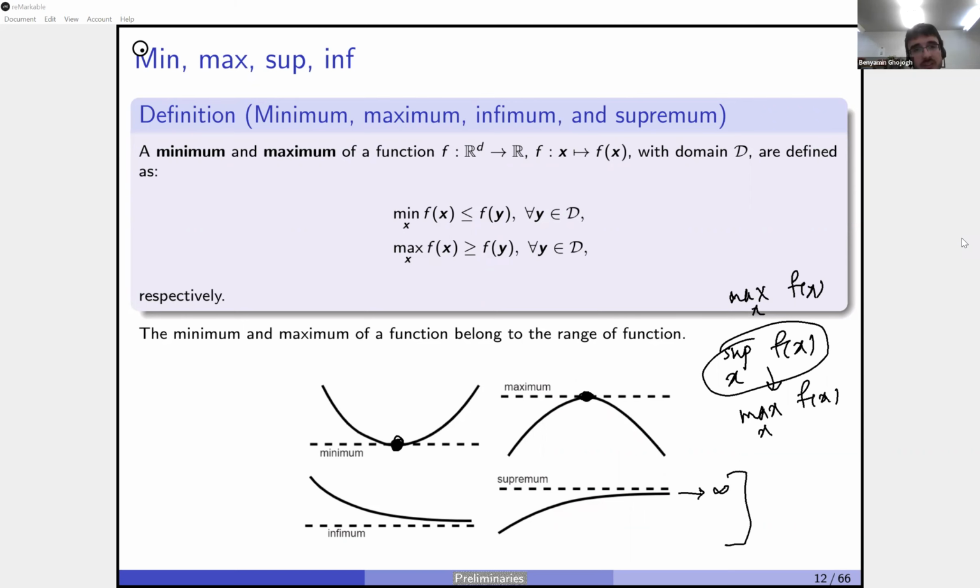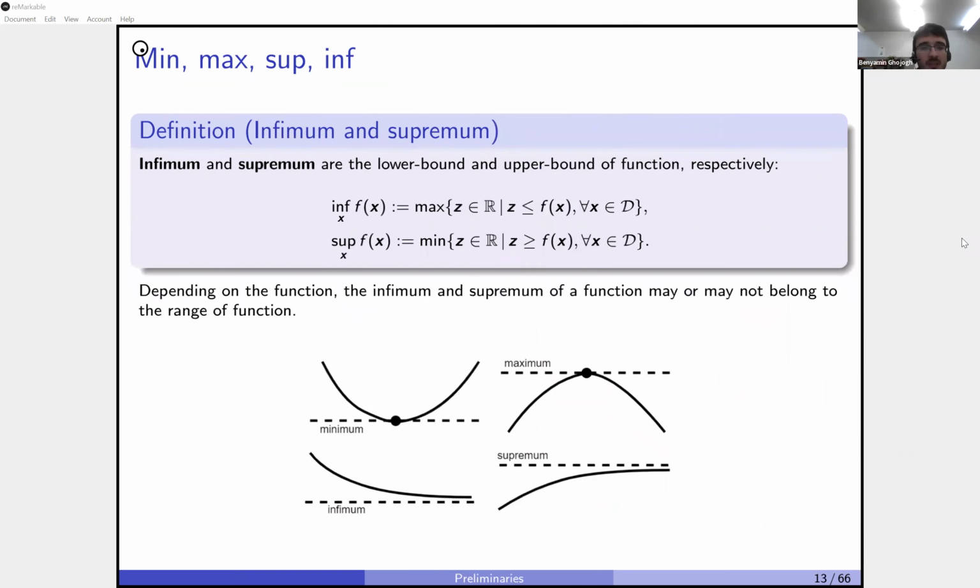Again, I already explained that in what is infimum and what is supremum. Infimum is the largest lower bound. So as you see, this means the largest lower bound for all domain of x, the z, which is the largest lower bound. This is lower bound, and this is the largest. And supremum is the smallest upper bound.